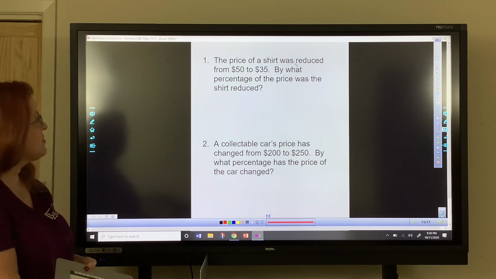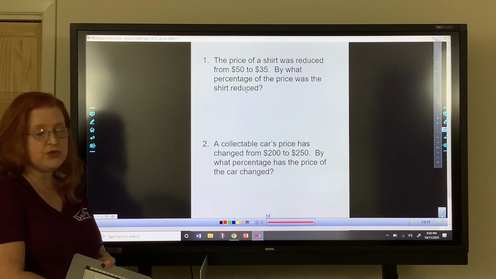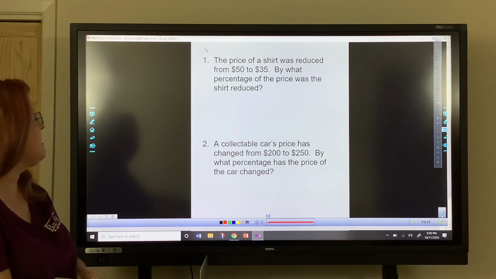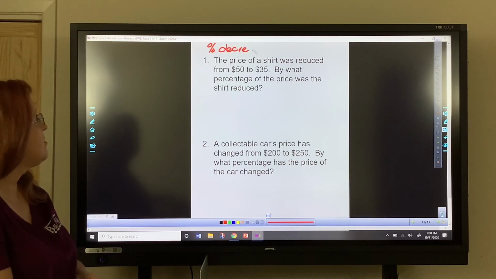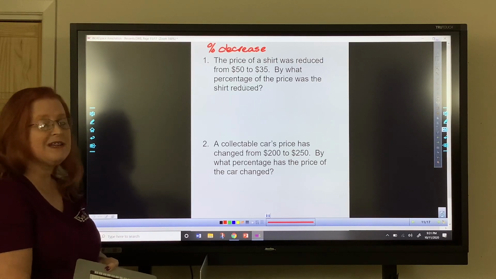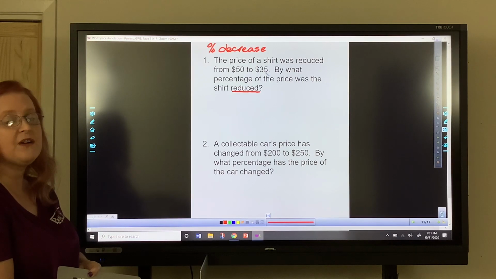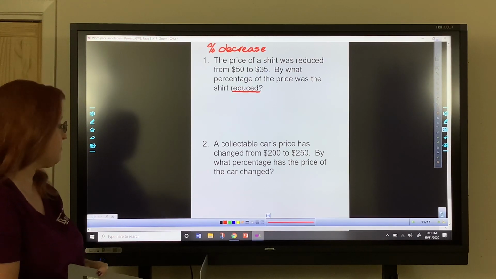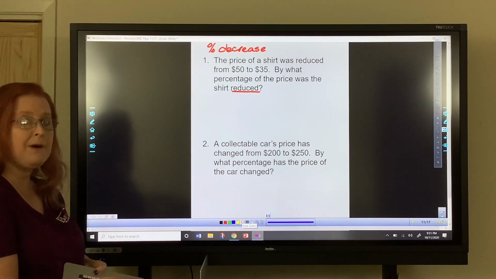The price of a shirt was reduced from $50 to $35. By what percentage of the price was the shirt reduced? Okay, so this is going to be a percent decrease. Now, how do I know that it's going to be a percent decrease? Well, it's because I know the keyword reduced, and if I look at 50 to 35, 35 is lower, so it went down.